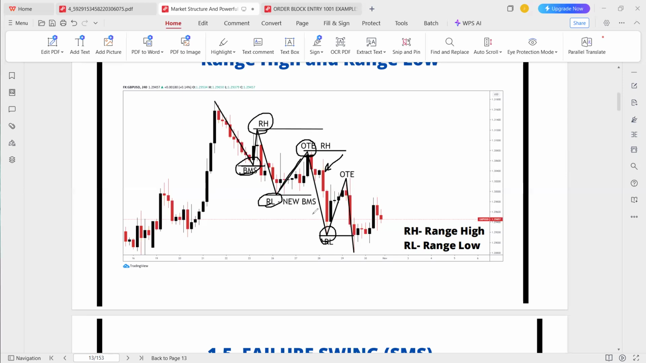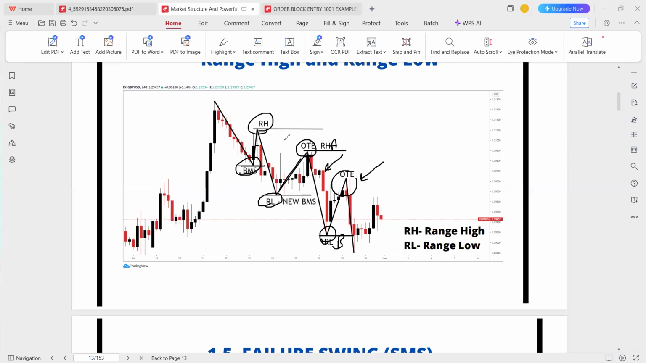As soon as you get another impulsive move, again you want to run your fib from the range high to the range low, point A to point B. Once you run your fib, you're waiting for price to retrace into your point of interest. Then once price retraces, you can look for your entry and execute your trade.